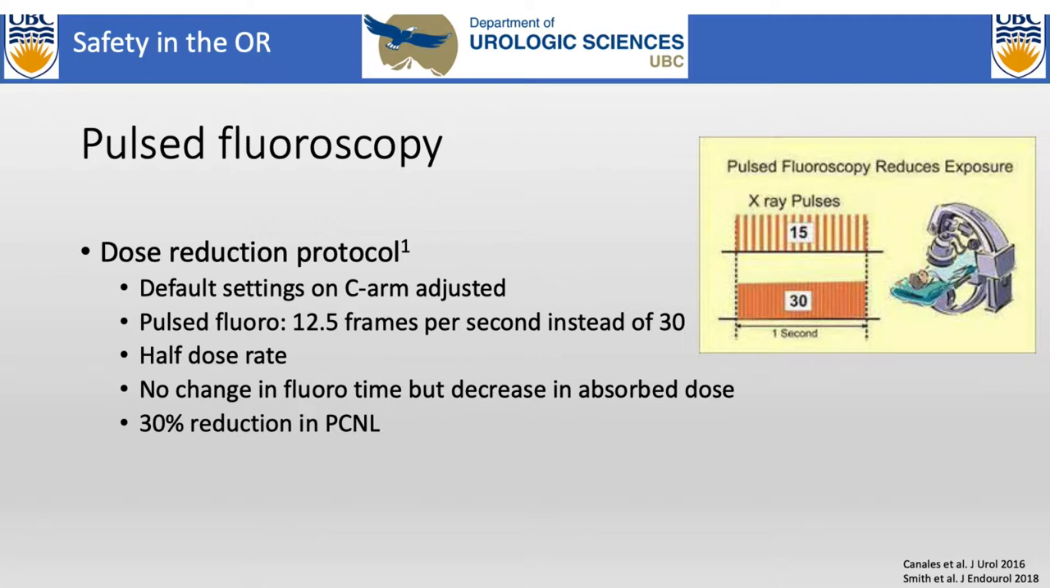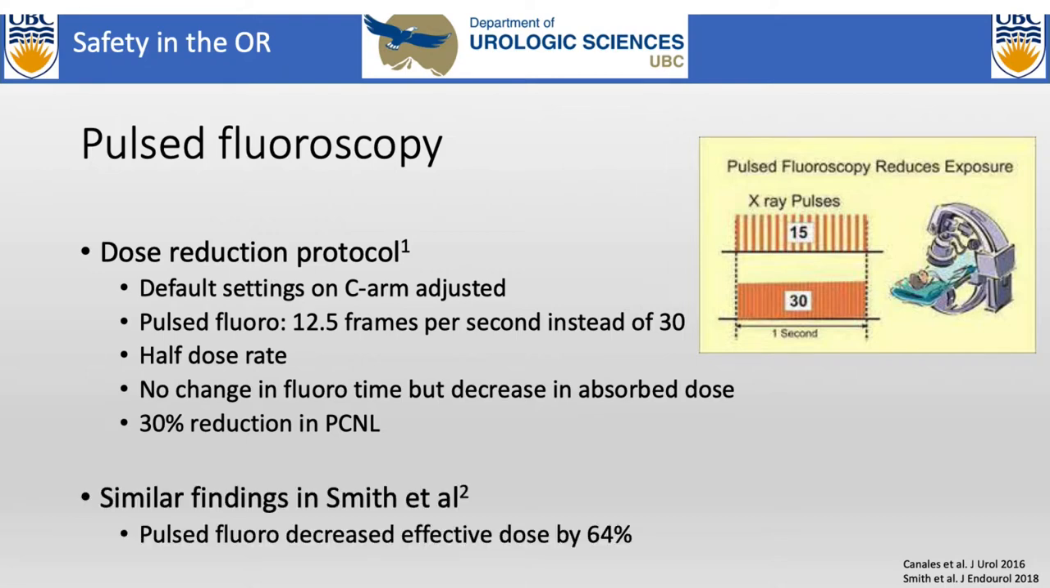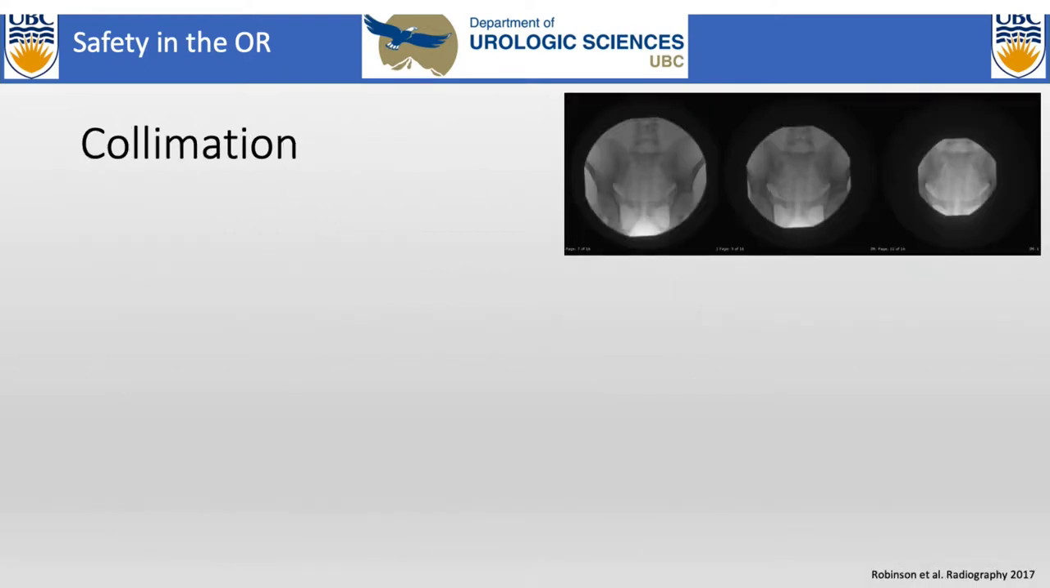In a study published a couple of years ago, they were able to drop their radiation exposure by about 30% in PCNL. Another study looked at cadavers, and they found they dropped the dose by about 64% just by going to pulse fluoroscopy. This is a setting that you can change on the C-arm itself.